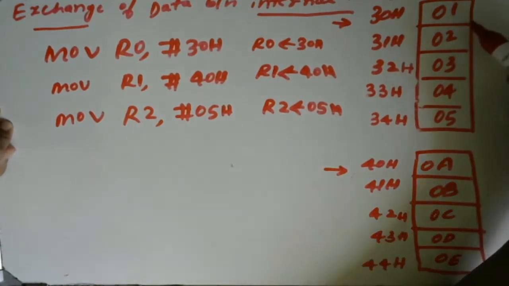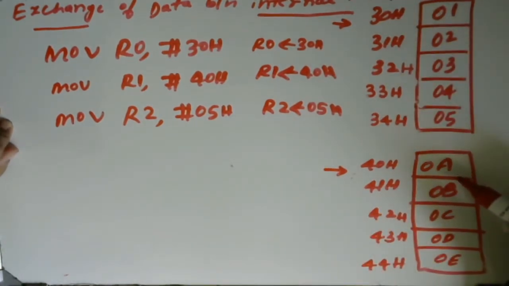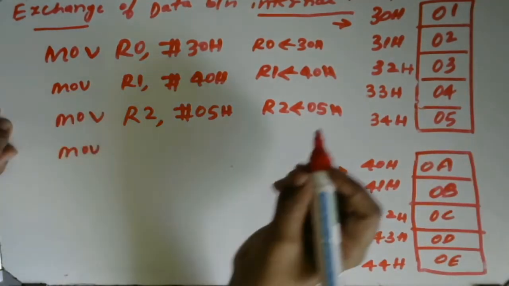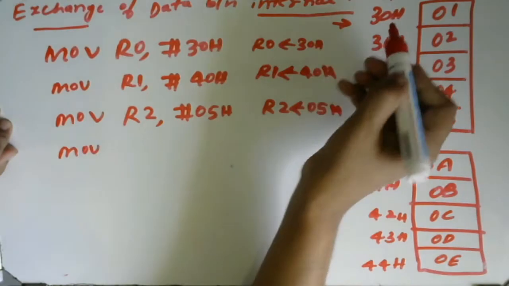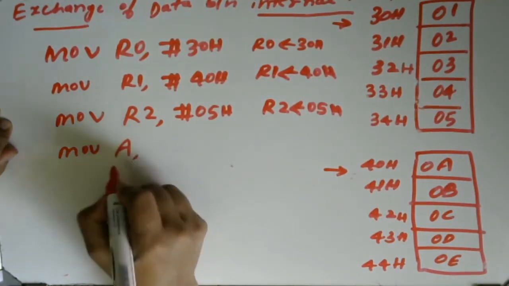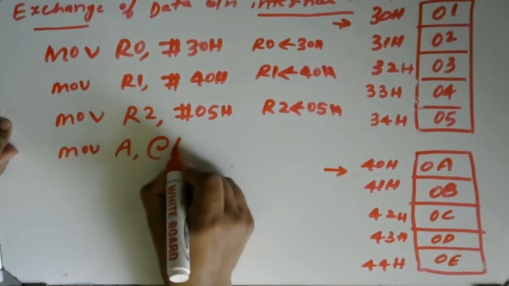Next we need to get the data into the accumulator, because we don't have any instruction which can exchange between two memory locations in the indirect addressing mode. So first we need to access the data from the 30H memory location into the accumulator. That is done by the instruction MOV A, @R0.